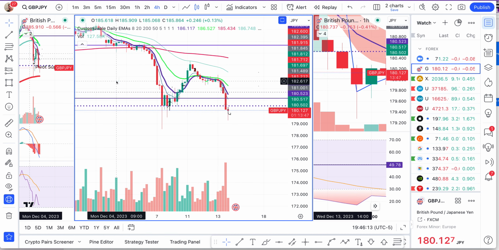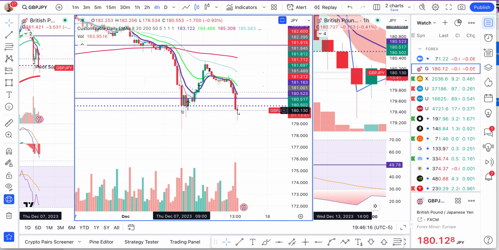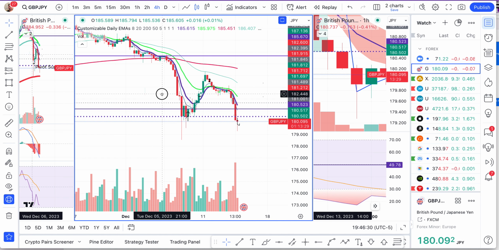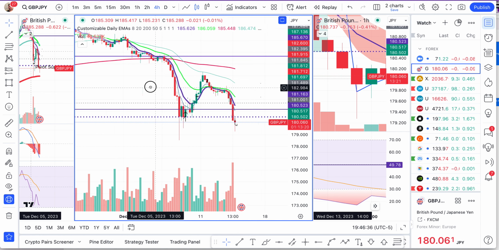So this is a 4-hour chart on the Great British Pound Japanese Yen currency pair. If you look at this carefully, you'll see that about a week ago on Tuesday, Wednesday, and Thursday, there was a very strong push to the downside. We went down roughly 200 pips in this time frame here.